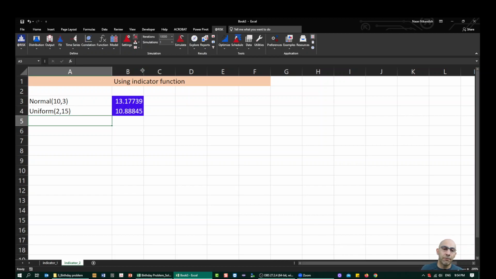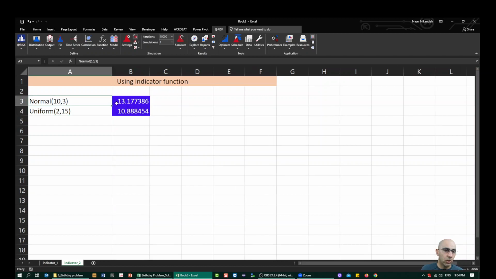Here I have two different random numbers. One of them is a normal of 10 and 3. The other one is a uniform of 2 and 15, meaning uniform between 2 and 15.